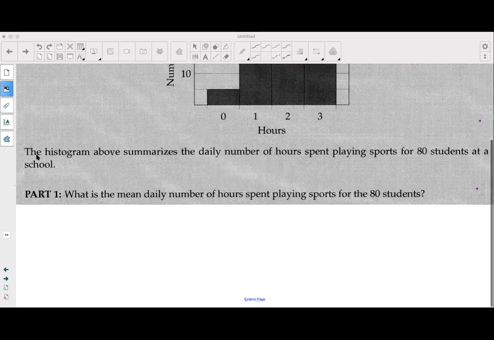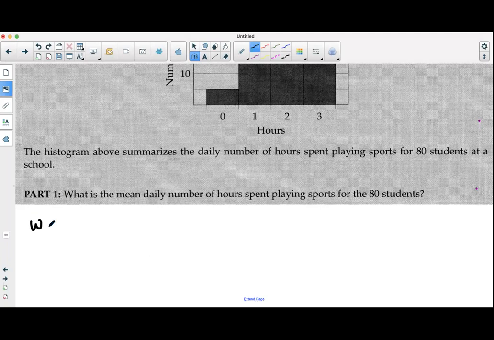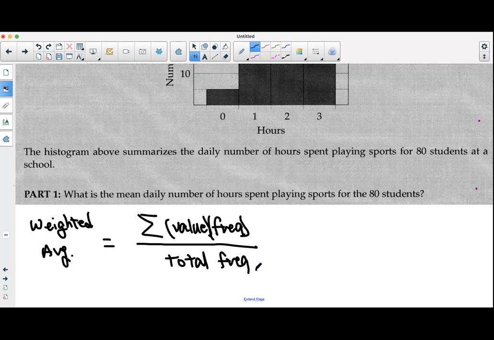First of all, by hand, how do you calculate the average? We call this one, in fact, a weighted average, by the way. You guys might have learned it when you were younger. Weighted average is found by the sum, adding notation, sum of the value times the frequency, divided by total frequency. That's how you have to calculate that.